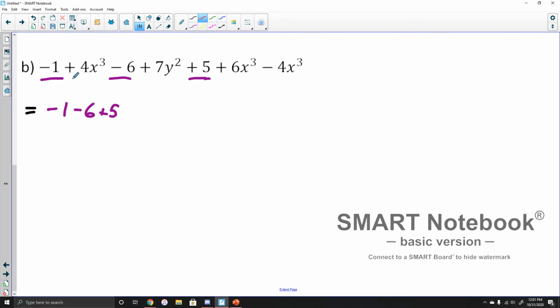Now the next thing I see is a 4x cubed. And there's a 6x cubed and a -4x cubed. Okay, so let's write those out. The first one I had was a positive 4x cubed, and then I had a positive 6x cubed, and then a minus 4x cubed. Now let's keep going because we don't have everything. Our next term, we have a 7y squared, but that's actually everything, right? That 7y squared is just kind of by itself.